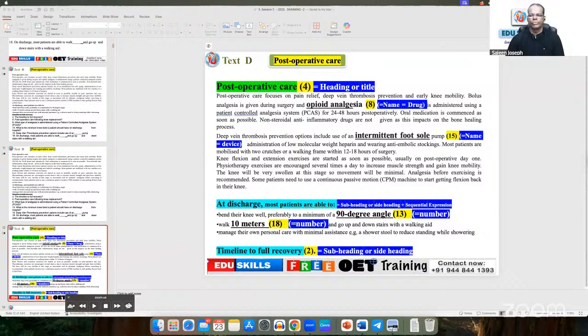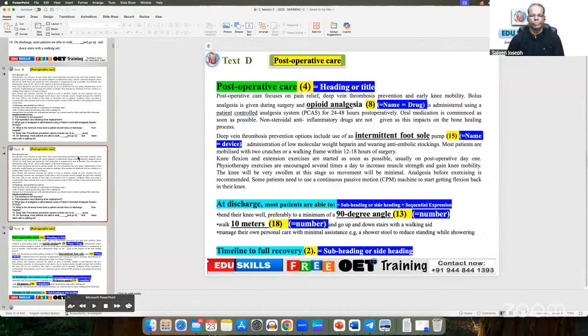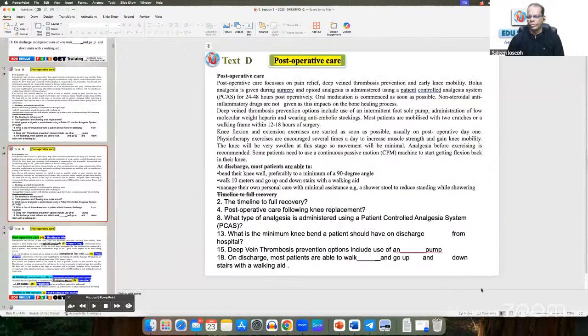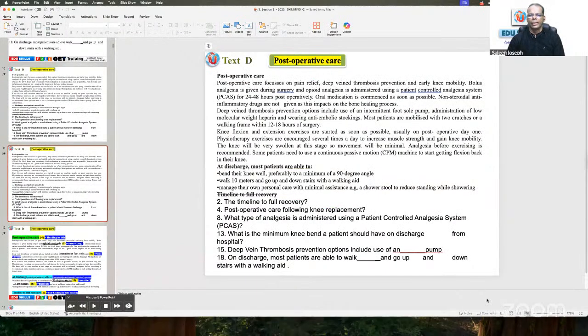There's some issue in sharing. Am I connected? Yes, Father. Hello. Okay. Is the screen visible? Yes, Father, it is visible.